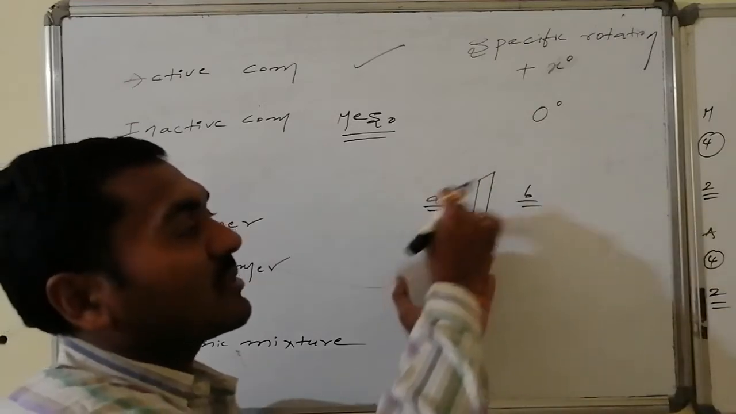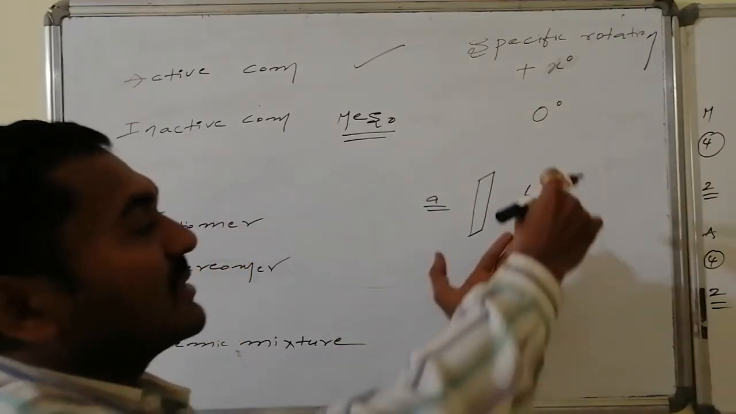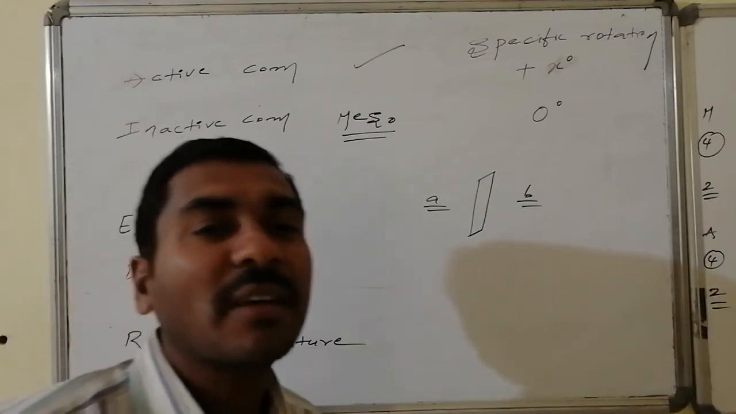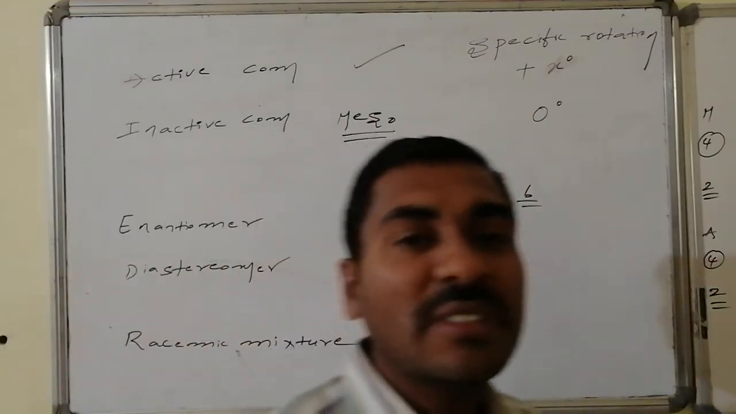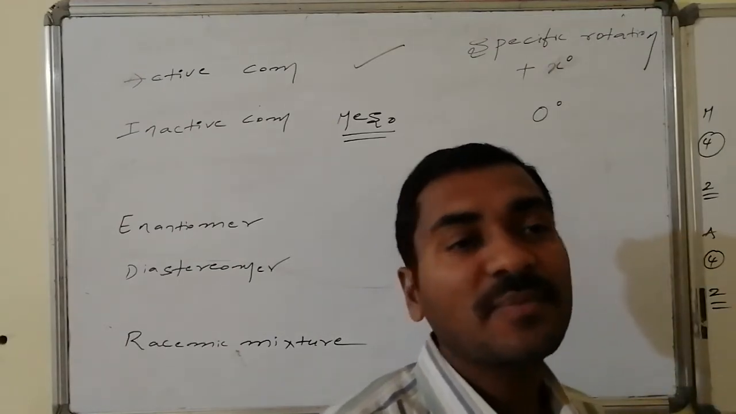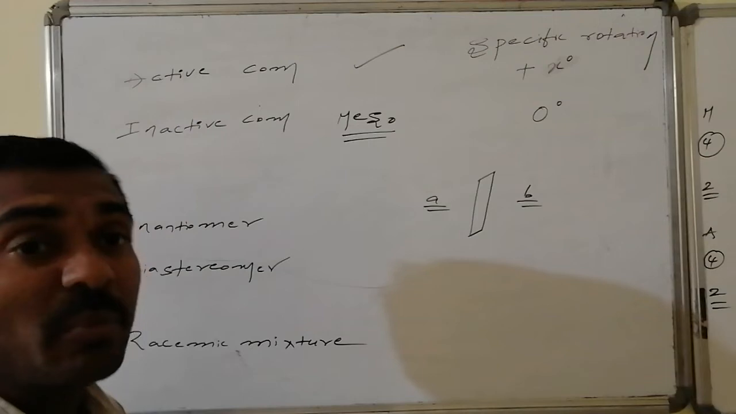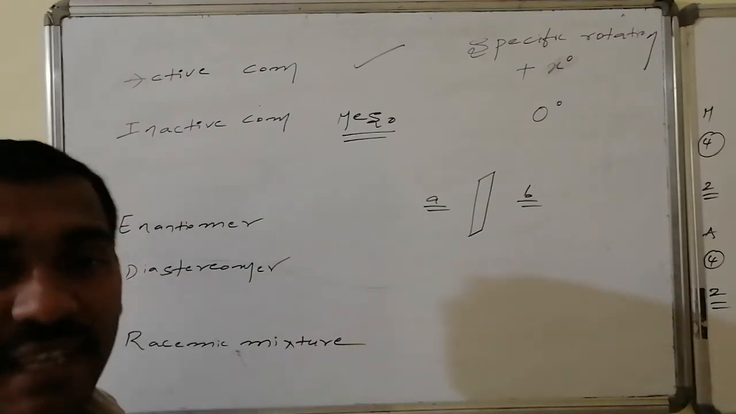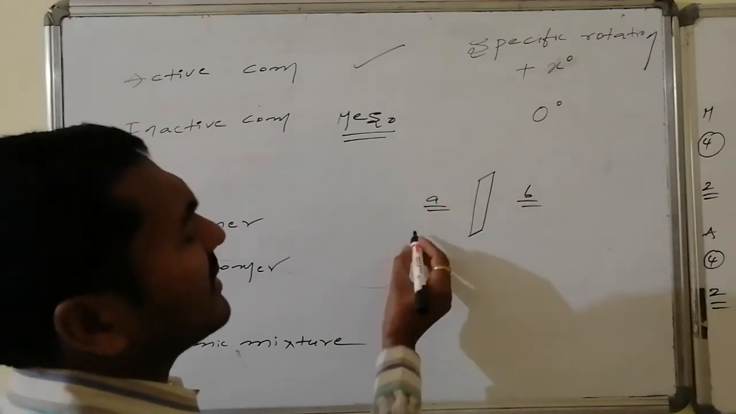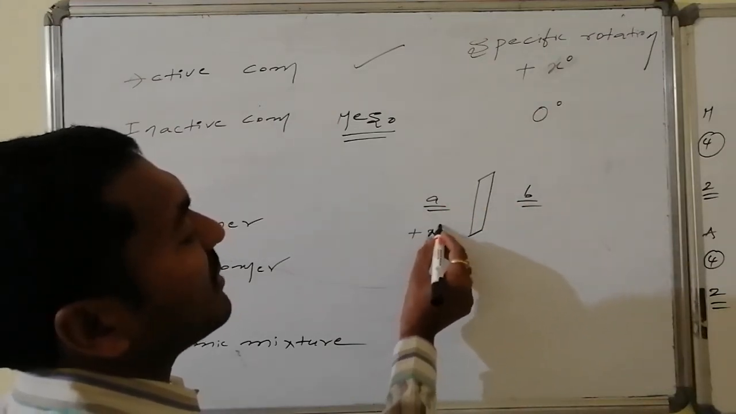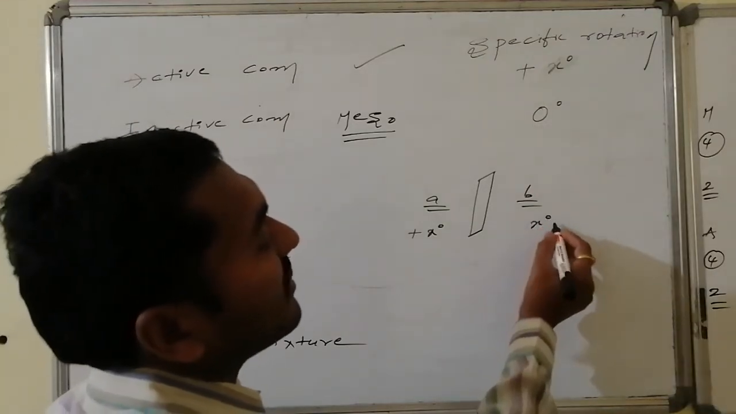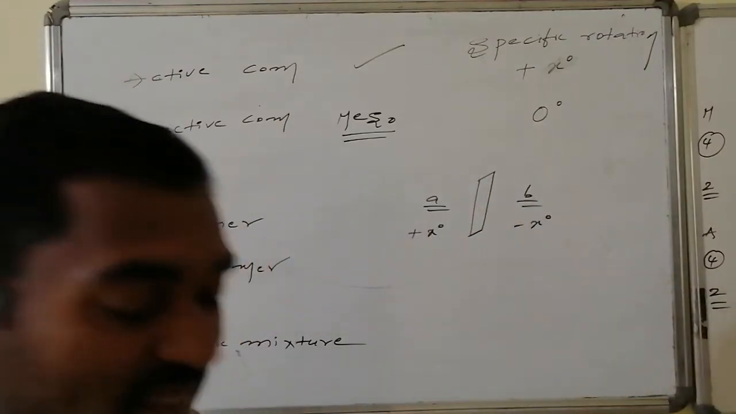If I superimpose them, it appears as a mirror image. If I keep B as it is and overlap it with A, it doesn't overlap 100%. Such a superimposition doesn't give perfection. That is said to be non-superimposition. Compounds of such nature are named, in relation to one another, as enantiomers. One has some specific rotation, let us consider plus x degrees, whereas the other compound has a specific rotation of minus x degrees.